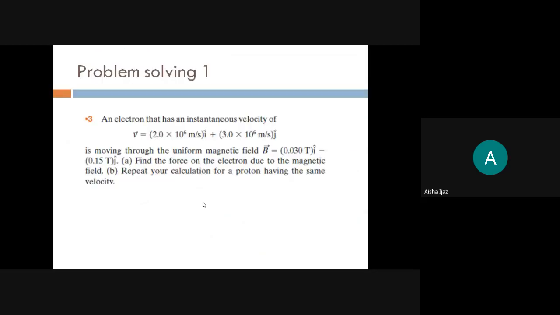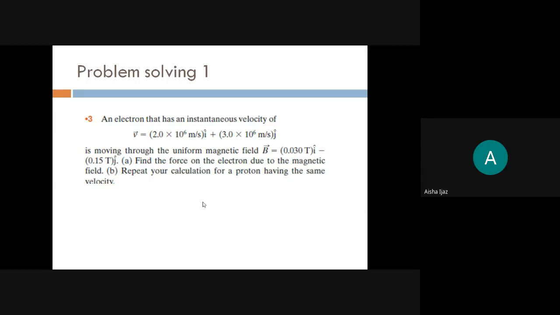Now, student, this is problem number 3 from your book. You have an electron, so the charge you will take is minus 1.6×10^-19 coulomb. If it is a proton, then you will take it with the positive sign. Here you have an electron that has an instantaneous velocity, which means at a particular time the velocity vector is given, in a plane, 2×10^6 i plus 3×10^6 j.